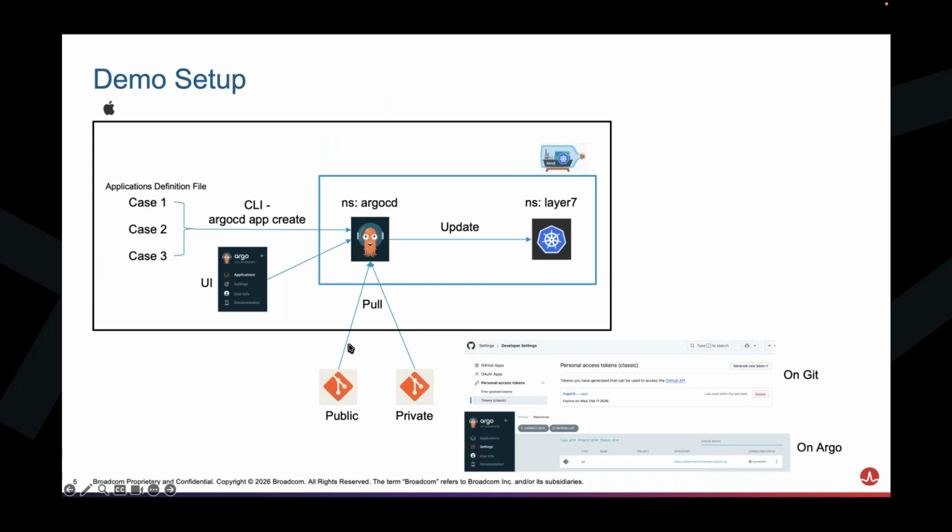ArgoCD will pull the configuration from a public repository where we have our Helm chart stored for the gateways, and also from a private repository, which is where I have my Helm values stored for cases 2 and 3. For the connection between ArgoCD and my personal Git repository, I created an access token and configured Argo, as you can see here, to use that token to fetch the configuration needed to deploy the second and third applications.